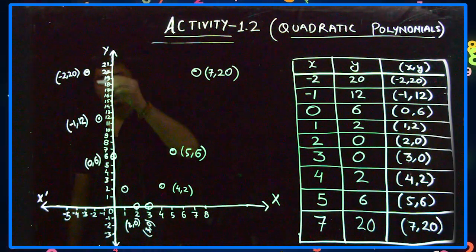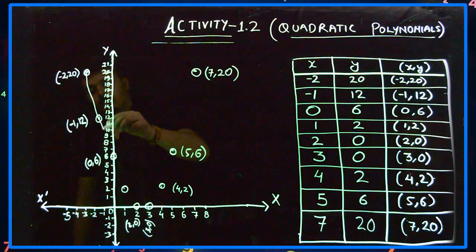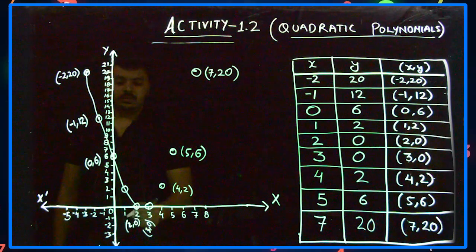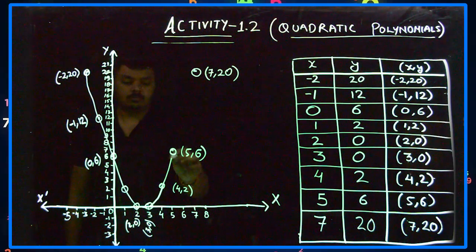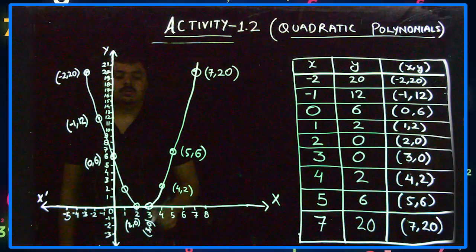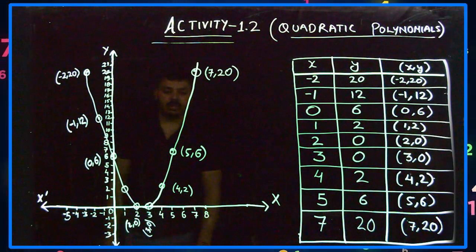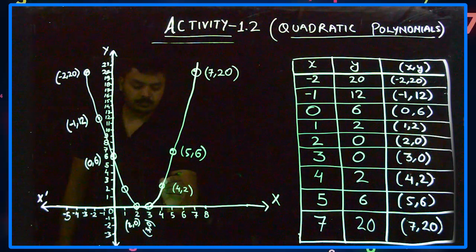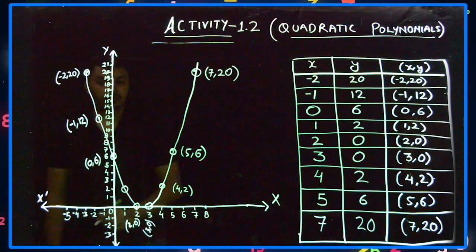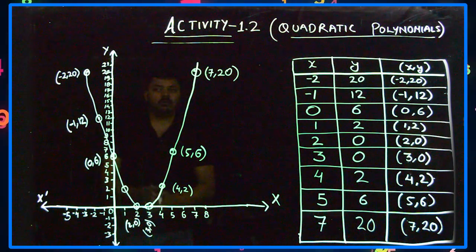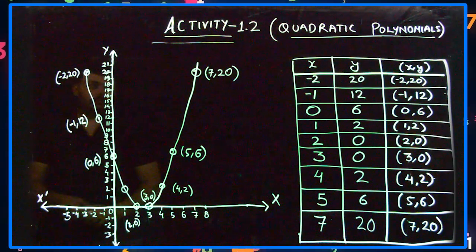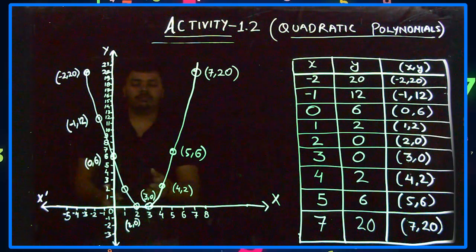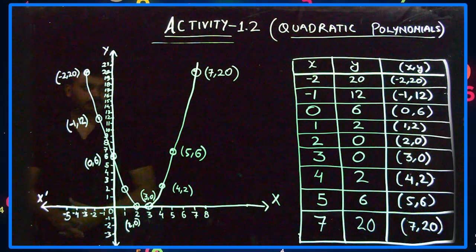Now I will join the points with the freehand curve to obtain our parabola. So in this way, we have obtained our parabola by plotting all the points. So this is the graph for our quadratic polynomial.